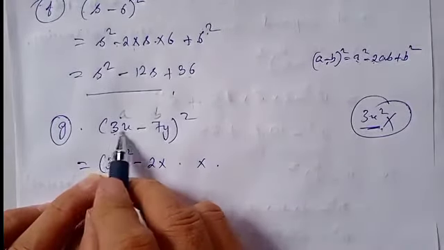9a square the whole square. What is 9 square? 9 into 9, 81. A square whole square, so we have to multiply the powers, 2 into 2, a to the power 4. Minus b, again we have brackets, so we multiply the powers, 2 into 2, 4. Okay, a to the power 4 and this is b to the power 4. These are not like terms, so we cannot solve further.